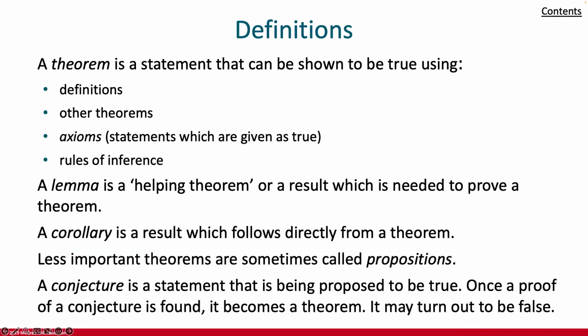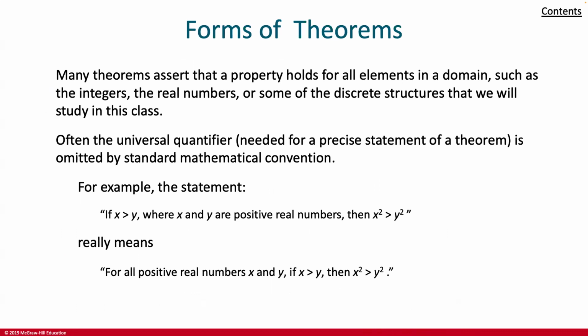Well, let's talk about a couple of definitions. A theorem is a statement that can be shown to be true using definitions, other theorems, axioms, and rules of inference. A lemma is a helping theorem or a result which is needed to prove a theorem. A corollary is a result which follows directly from a theorem. Less important theorems are sometimes called propositions. And finally, a conjecture is a statement that is being proposed to be true. Once a proof of a conjecture is found, it becomes a theorem. It may turn out to be false if they can't find some way of validating it.